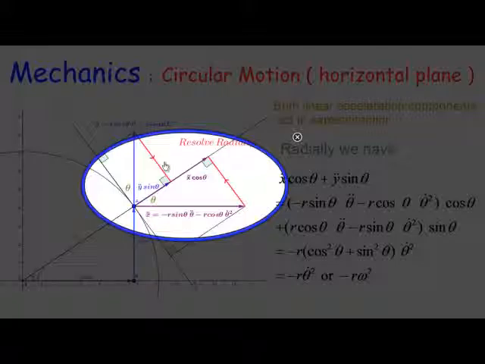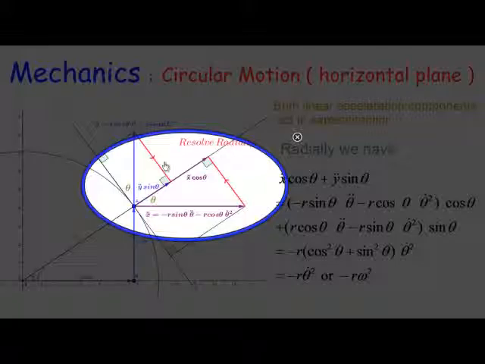So resolving radially or normally, we get x double dot cos theta and y double dot sine theta. Now, when we look at this, we basically get a few components which are going to cancel each other out.